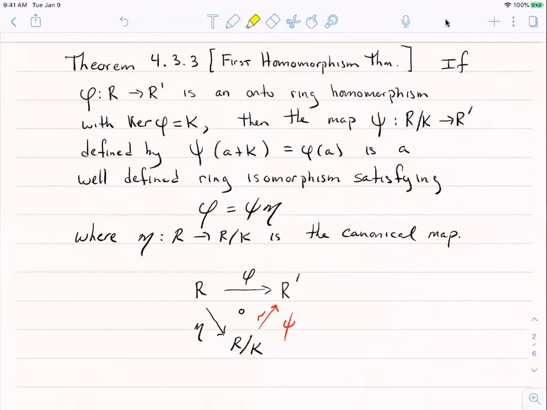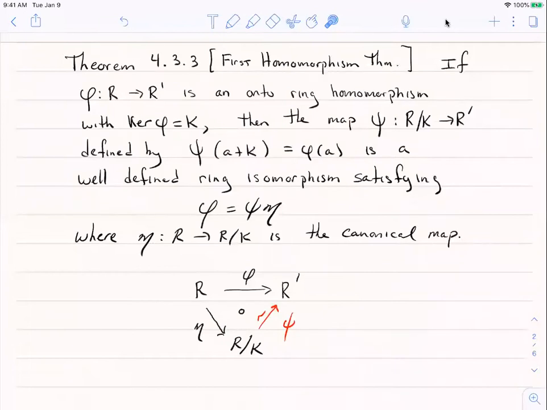Okay, so this video is getting a little bit long. I know this looks like a long theorem, but I'm going to try to convince you that all of our work here is done in this first homomorphism theorem. So let me just read it. It says if you take an onto ring homomorphism with kernel K, then the map from the factor ring that sends a coset to phi of A is a well-defined ring isomorphism, and it's going to factor through the canonical map eta.